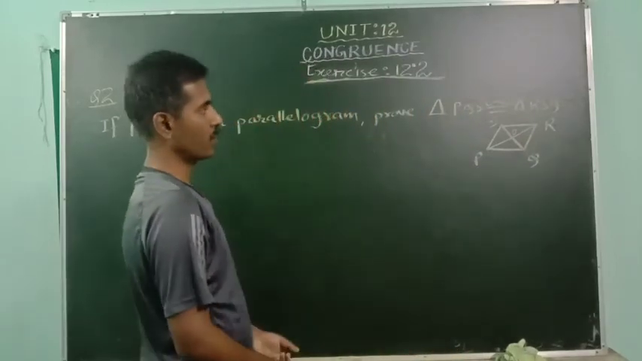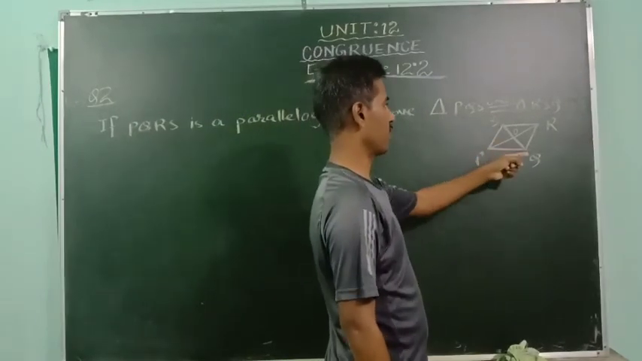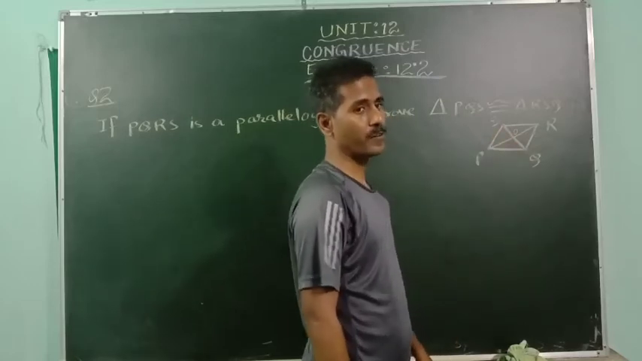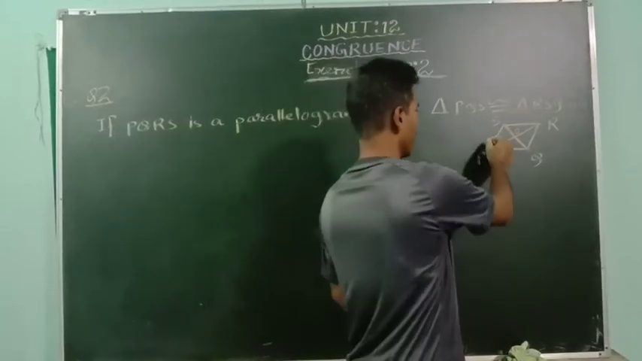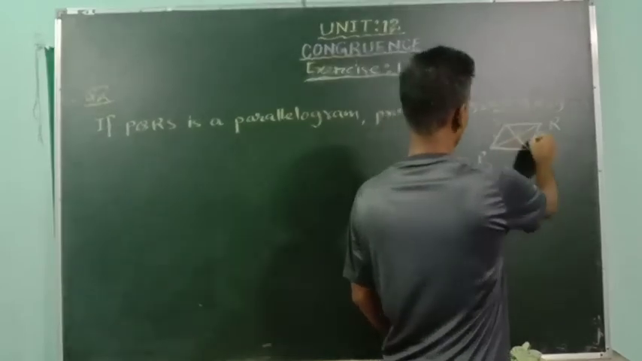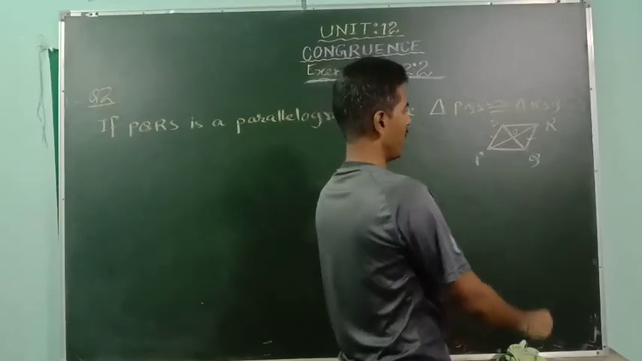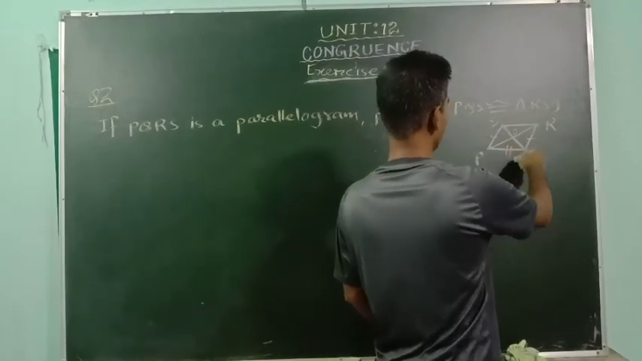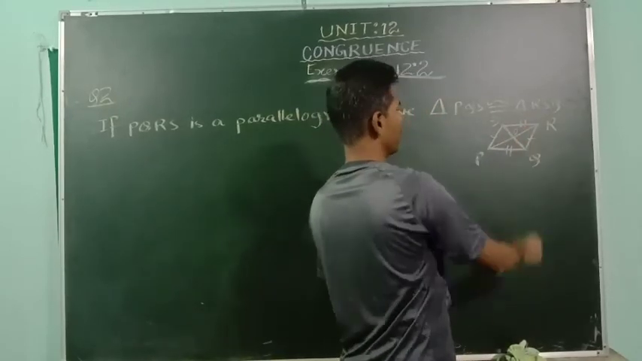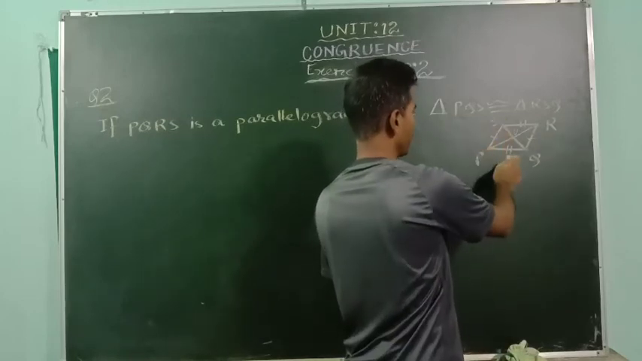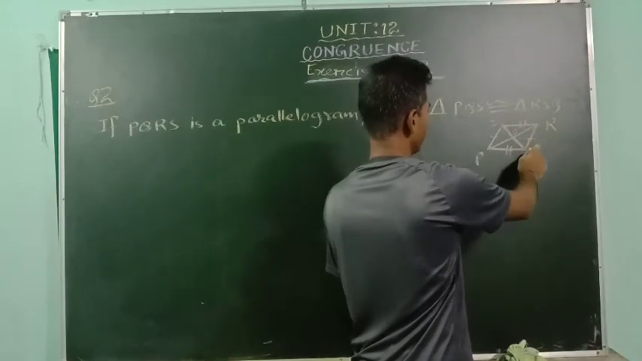Now see, since PQRS is a parallelogram, we know in a parallelogram opposite sides are equal and parallel. That means PS equals QR, because opposite sides of a parallelogram are equal. And PQ equals RS, opposite sides of a parallelogram. And SQ is a common side. When you say PQS, you have got QS, and when you say RSQ, then also you have got QS.